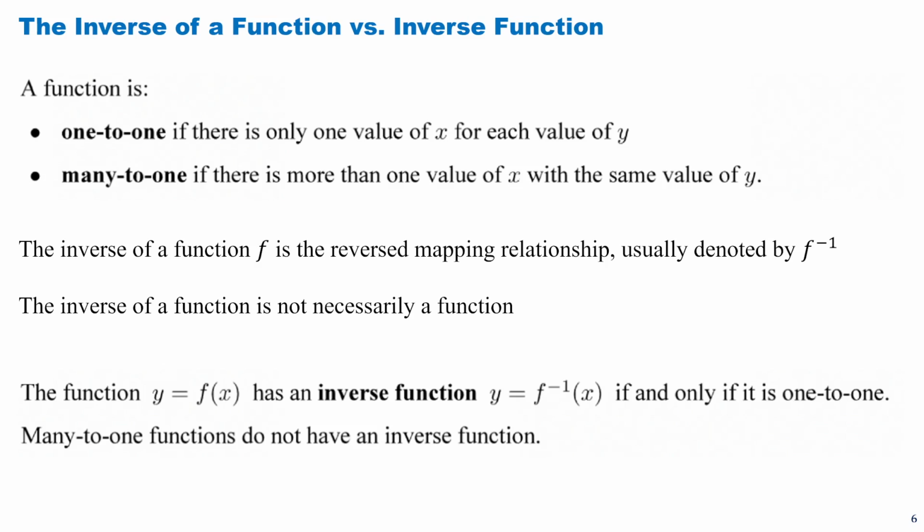Okay, next, another concept, the inverse of a function versus inverse function. So every function has an inverse, but an inverse of a function is not necessarily a function. So I'll explain why. So first of all, we know a function is one-to-one if there is only one value of x for each value of y, right? That's one-to-one mapping. Or many-to-one if there is more than one value of x with the same value of y, which is many-to-one relation, right? But the inverse of a function is actually the reverse mapping relationship.